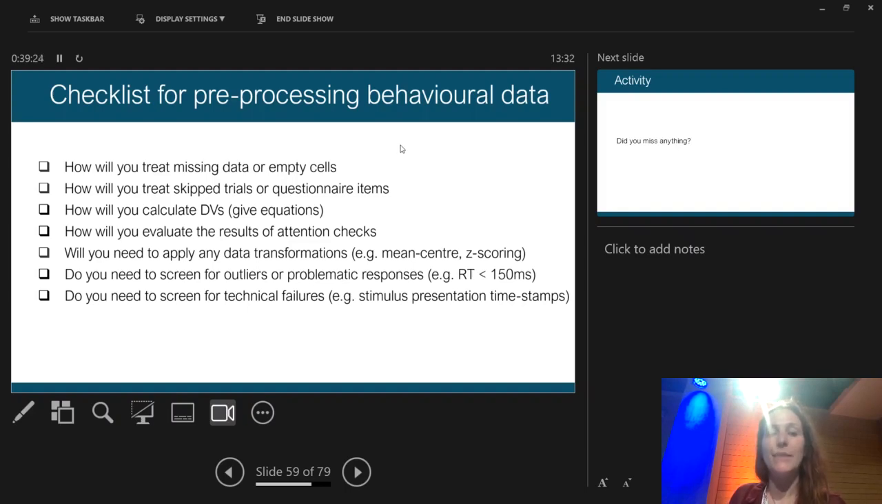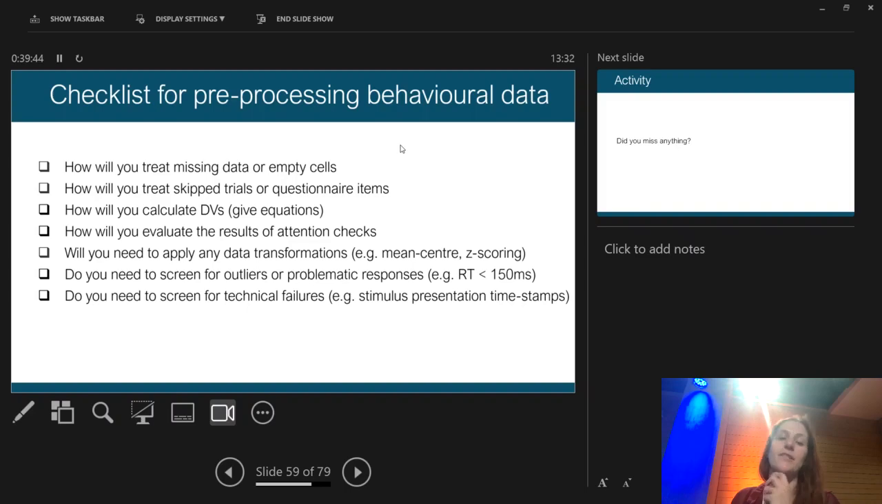How will you treat skipped trials or skipped questionnaire items? Are you going to fill them in with the mean or the median, or are you just going to ignore them? How will you calculate your dependent variables, with which equations? Sometimes there are multiple ways to estimate a measure. You need to say which one you're going to use.